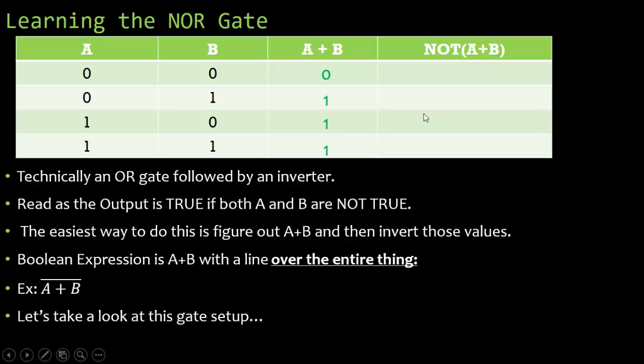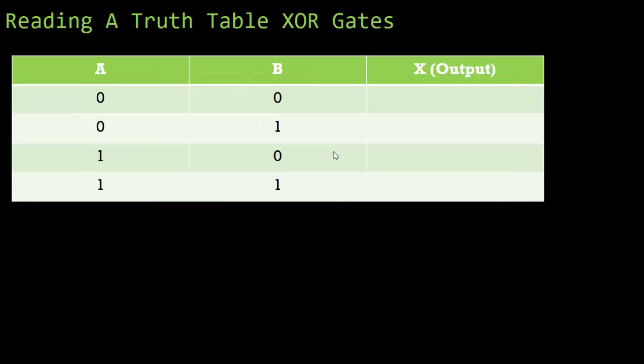Now that I have this, it makes it a lot easier to fill out that NOT gate. What is not A or B? Well, what is not 0? That's going to be 1. What is not 1? That's going to be 0. What is not 1? That's going to be 0. And to change things up, what is not 1 again? That's going to be 0. Let's go ahead and take a look at the last gate.